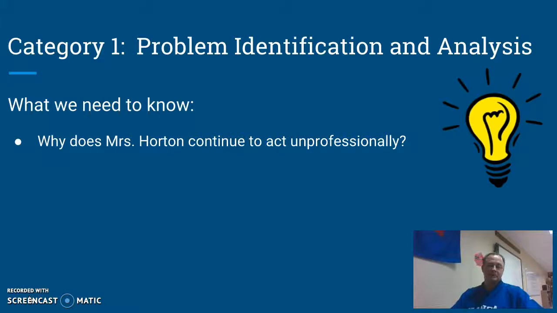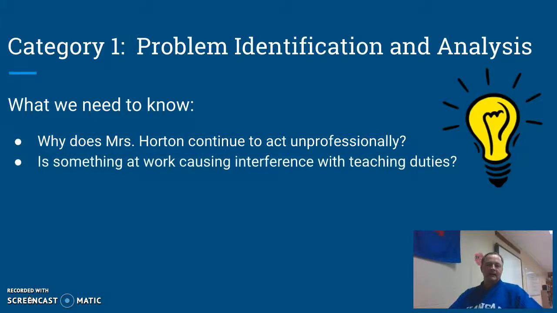We know that Mrs. Wilson has observed a few times and hasn't really noticed anything, but yet, if there's smoke, is there fire type of thing? Is there something going on at work that might be causing some type of interference with her teaching duties?